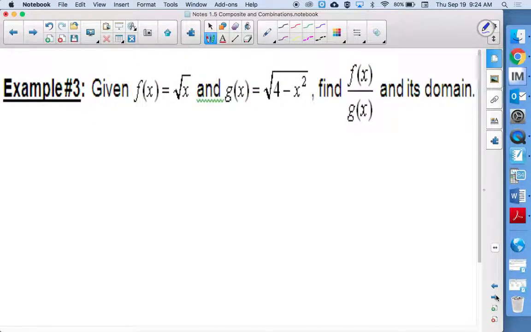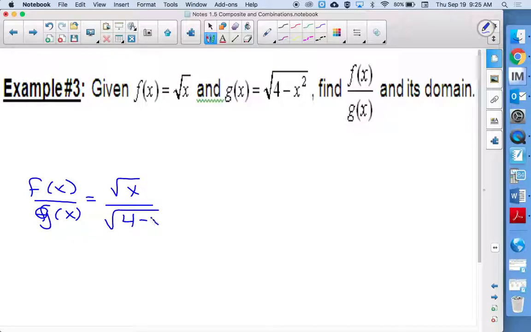So I think there is one other problem underneath here. We have the square root of x and then the square root of 4 minus x squared. Oh, I guess there's two more. This one wants you to find f of x divided by g of x, and then again it says its domain. So I think the f of x divided by g of x, that guy's pretty easy. Taking the square root of x, dividing it by the square root of 4 minus x squared. Which really means I have the square root of x over the square root of 4 minus x squared.